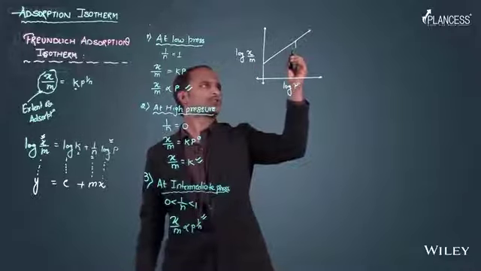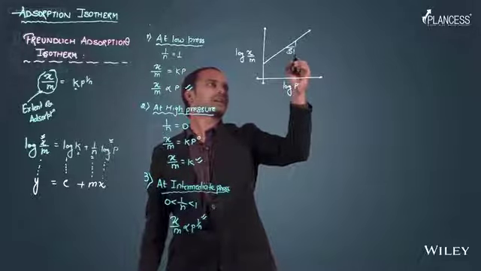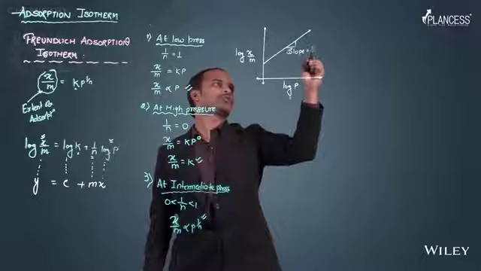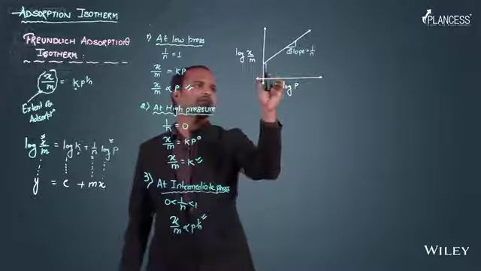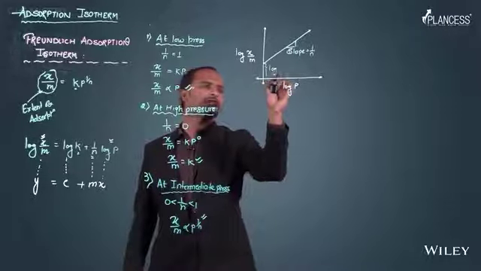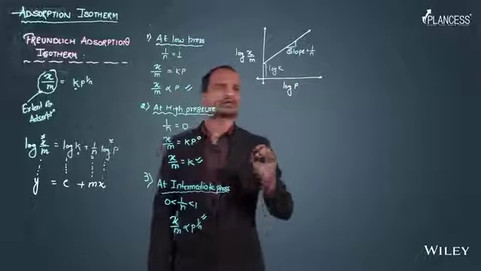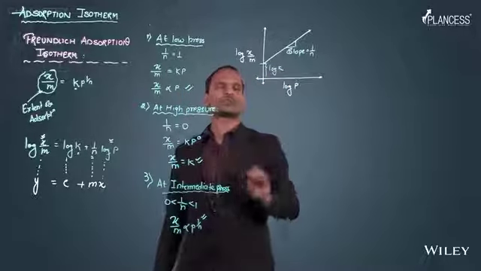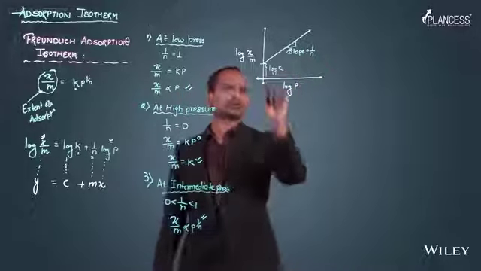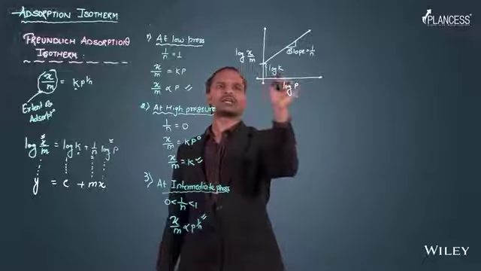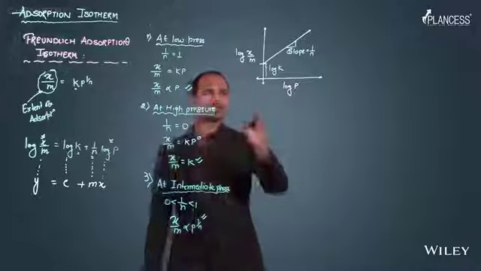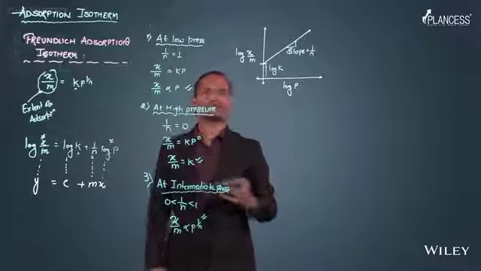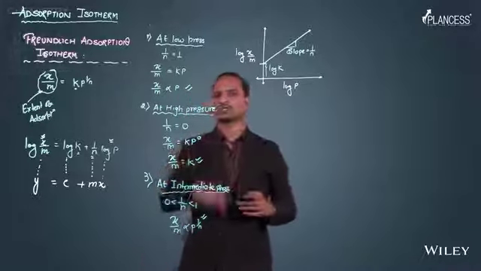Whatever slope you get, that slope will give you the value of 1 upon n, or I can say n will be nothing but 1 upon slope. And the intercept will give you the log of k. So from the y-intercept you will get the log of k, and from the slope you will get 1 upon n. Take the anti-log so that you can calculate the value of k also. So for getting the value of n and k, we can use this method.